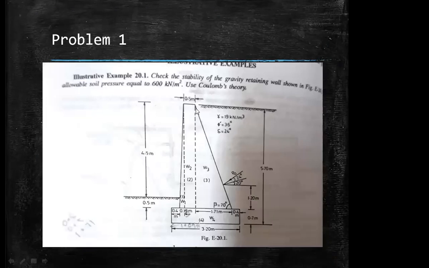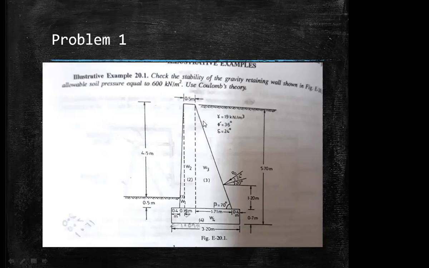So we said according to Coulomb's theory, the wall surface is rough, right? The back of the wall is rough. So there will be existence of friction, right? So that friction is making an angle of 24 degrees here. So it is mentioned in the diagram also. Here you can see the beta angle is equal to 70 degrees. As you can see, it is the back of the retaining wall that is making an angle with the base of the slab. So this is the information about angles that is mentioned in the diagram.